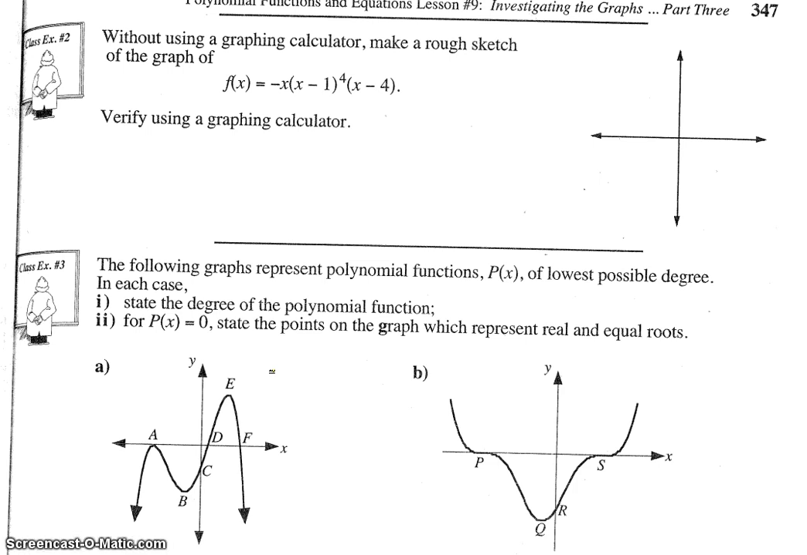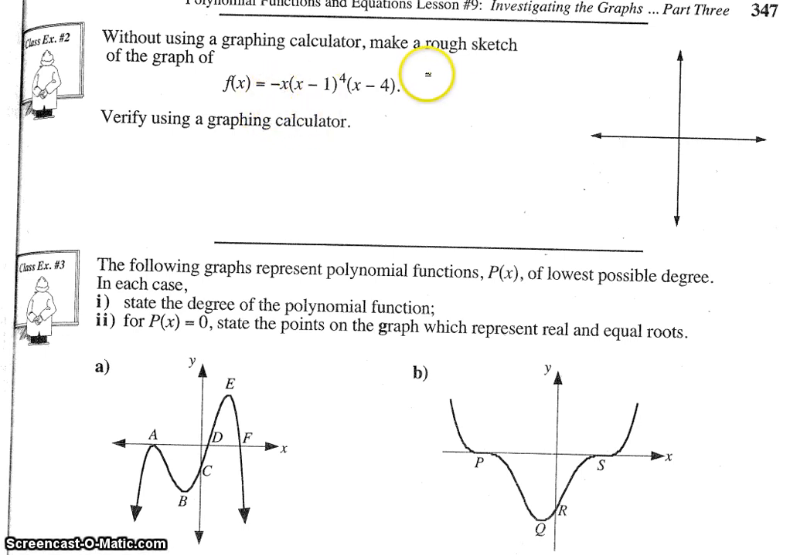Okay, so continuing on with lesson 9, we have example number 2. Without using a graphing calculator, make a rough sketch of the graph f of x equals negative x minus 1 to the fourth, and x minus 4. Okay, there's our factors. Verify with the graphing calculator. So let's see here. Rough sketch of the graph.